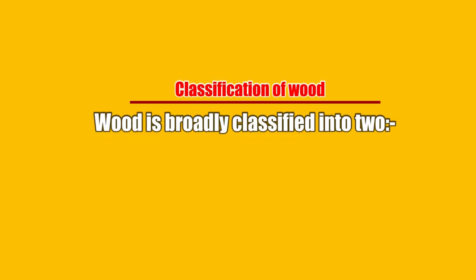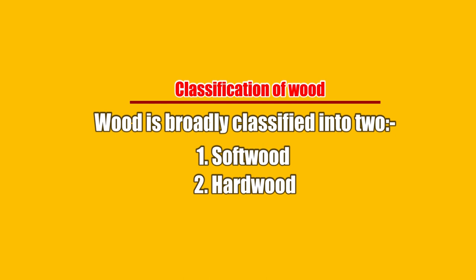Now, wood is broadly classified into 2. Number 1, softwood. Number 1 is what? Softwood. And number 2 is hardwood. Number 2 is what again? Hardwood. Good students. Now, in order to help us understand better the classification of wood, we'll try to compare and contrast softwood and hardwood. We'll be looking at the leaf structure, the shape of the tree, the kind of climate they grow in, and so on and so forth.